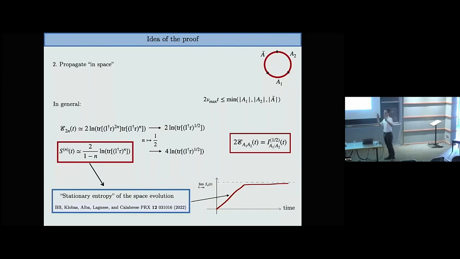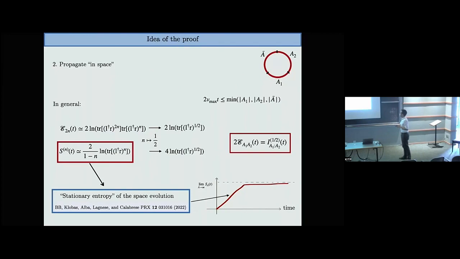So one can argue that this state L dagger R is somehow the stationary state that is reached by my space evolution. So essentially what we are saying by writing this expression is that the early time regime that I was describing before, which is when the entanglement is growing linearly, can be described in terms of some sort of stationary entropy of the problem that I obtain by exchanging space and time in my original problem. And so this observation actually can be used in some cases, for example, for interacting integrable models, to find an exact expression for this slope using the exact expression that one can find for the stationary entropy.